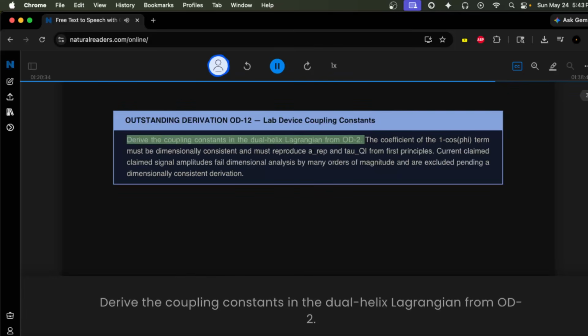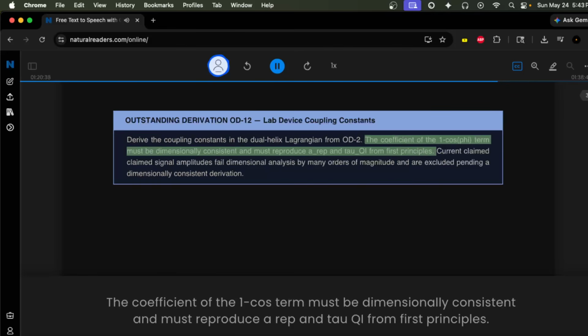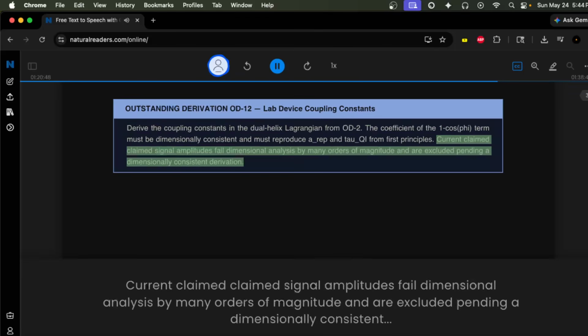Derive the coupling constants in the dual helix Lagrangian from OD2. The coefficient of the 1 cos term must be dimensionally consistent and must reproduce a representative and tau chi from first principles. Current claimed signal amplitudes fail dimensional analysis by many orders of magnitude and are excluded pending a dimensionally consistent derivation.